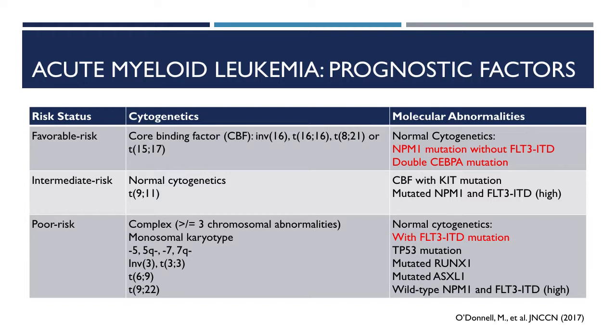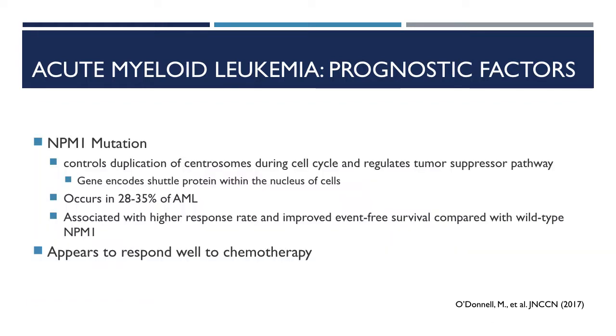But for favorable, you'll see an NPM1 mutation without FLT3 and a double CEBPA mutation. And then you'll have a FLT3 mutation, which is considered a poor prognostic factor. So what exactly does it mean when someone has an NPM1 mutation? When they've looked back at these patients, they found that NPM1 helps to control duplication during the cell cycle, and it regulates the tumor suppressor pathway. They've seen this occur in about 28 to 35% of patients with AML, and patients with the mutation have an associated higher response rate and improved event-free survival compared to those without it, and they appear to respond well to chemotherapy.